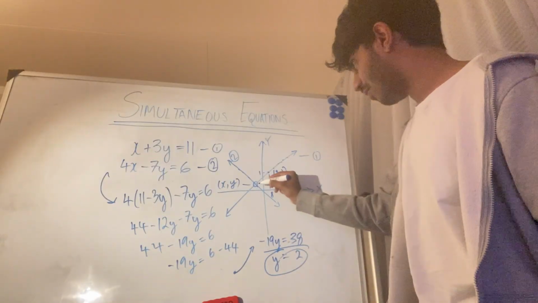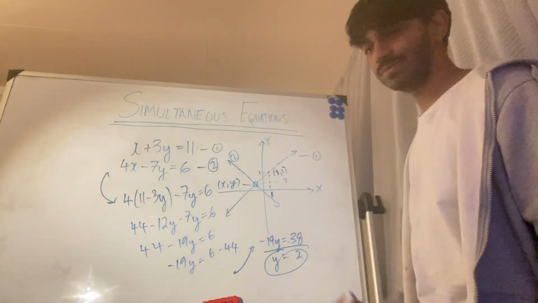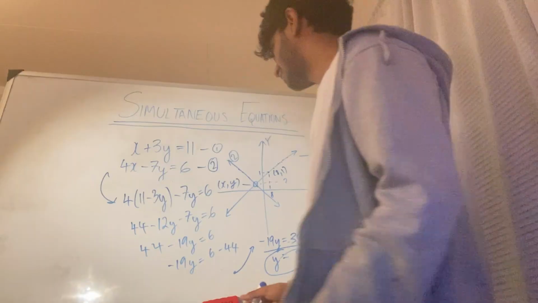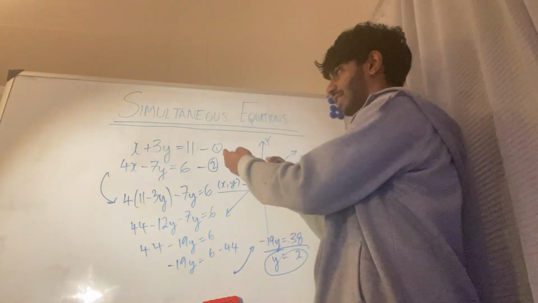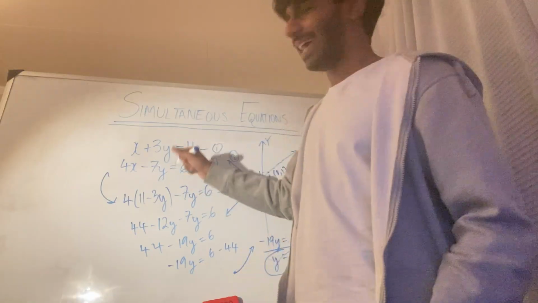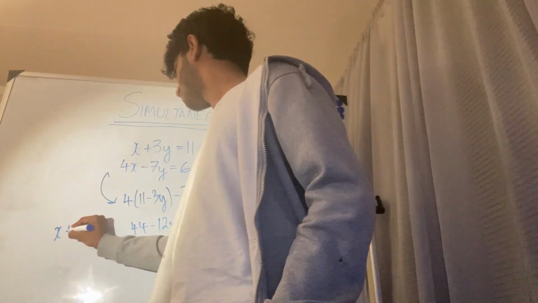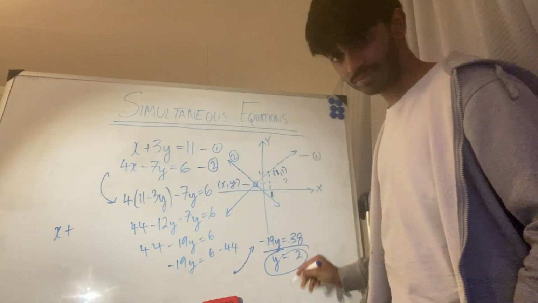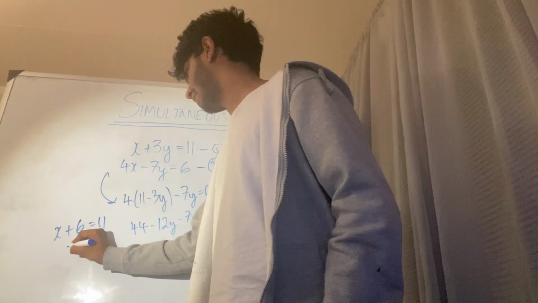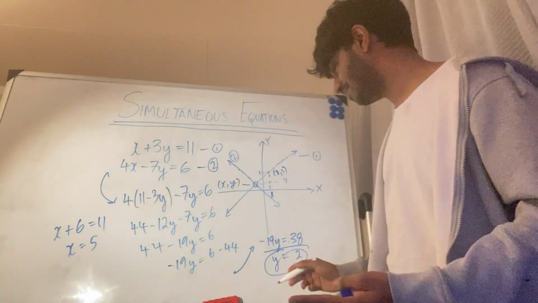So now we know that the y level of this point is around minus 2. Now, let's try plugging this back into the equation. If I plug in, you can choose either one. Both work. So let's choose the first one. x plus 3 times minus 2, which is minus 6, is equal to 11, so x must be equal to 17. And that's our first solution.